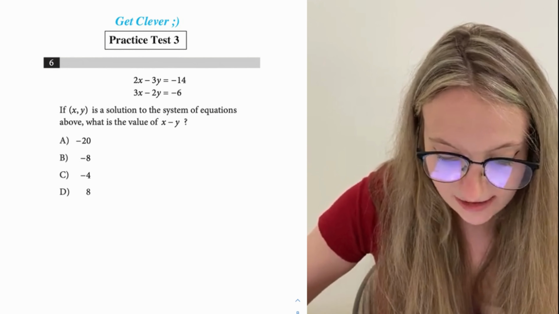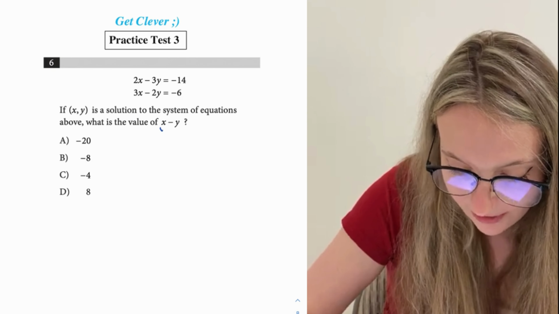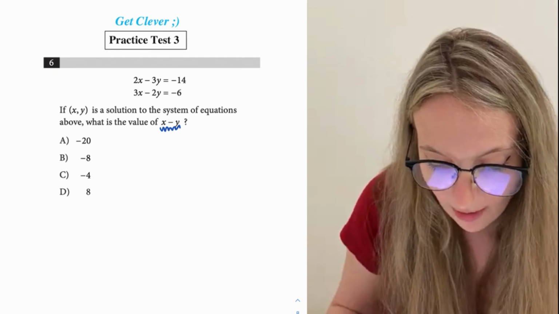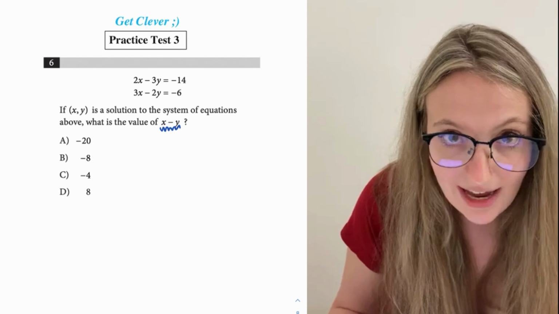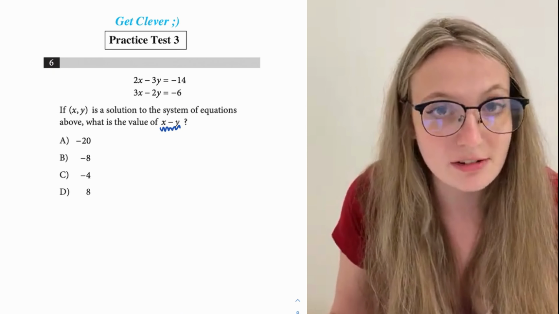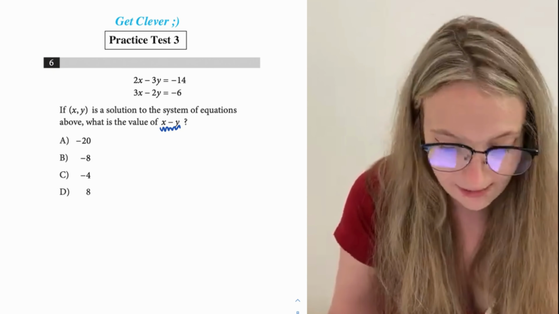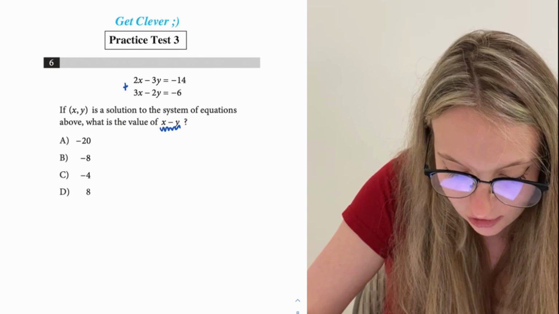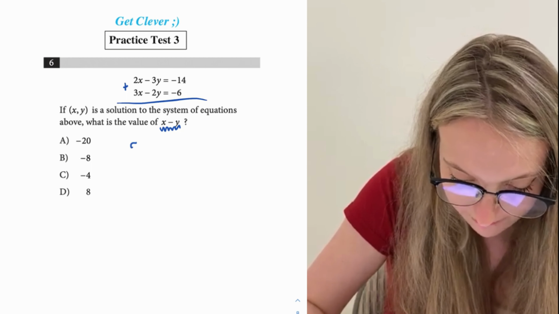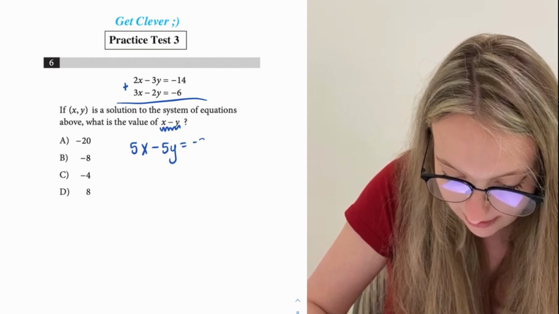All right, and lastly, number 6 is also of this type. So they're asking us for x minus y. So I want to show you guys what's going to happen, again, if we add these two up. It's a little less direct than the last one, but there's still an easier way to solve it than just doing the pure elimination we've been talking about. So if we add these two together, it's going to become 5x minus 5y is equal to negative 20.